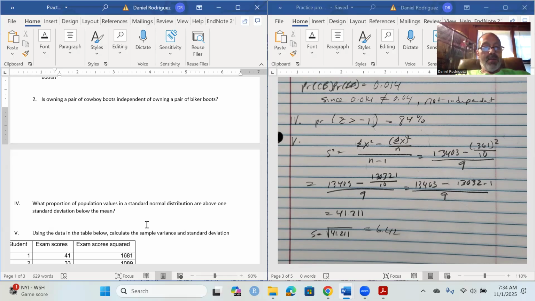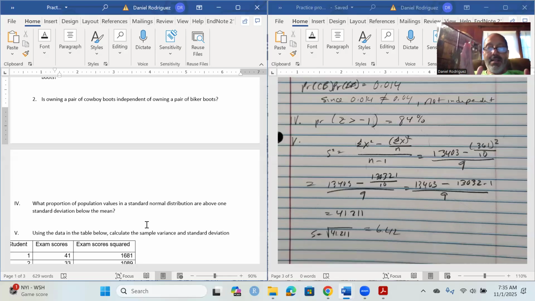What proportion of population values in a standard normal distribution are above one standard deviation below the mean? Don't you love when I do that? It's like a tongue twister. I can barely say it. So this is using the empirical rule, right, Piper? Yeah, Piper likes the empirical rule. Actually, he prefers Chebyshev's inequality. What proportion of population values in a standard normal distribution are above one standard deviation below the mean?